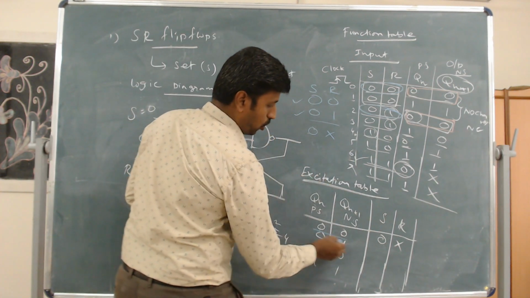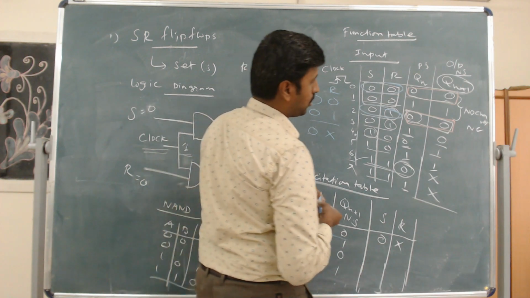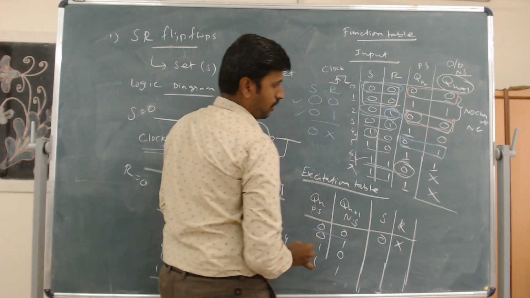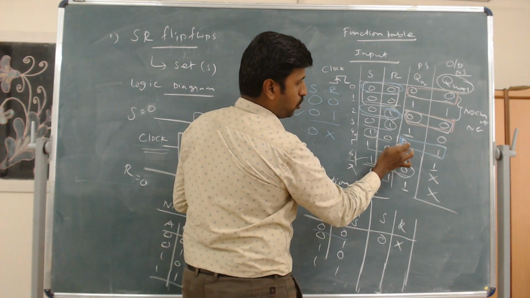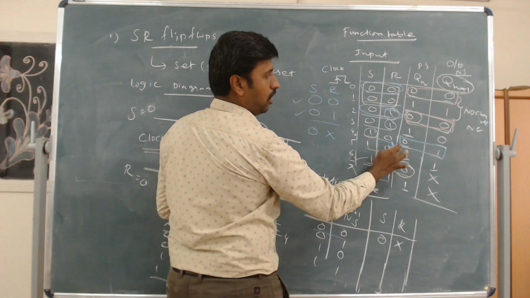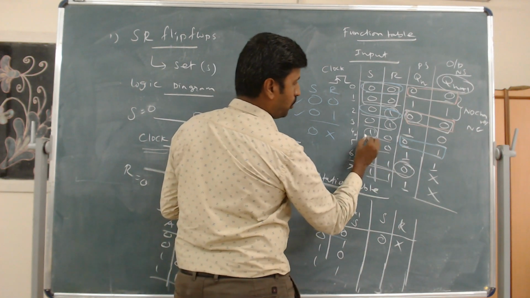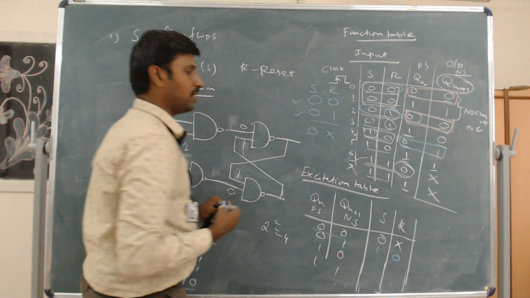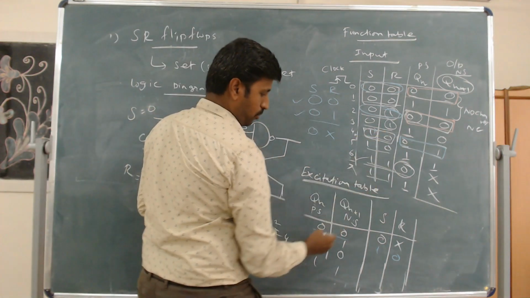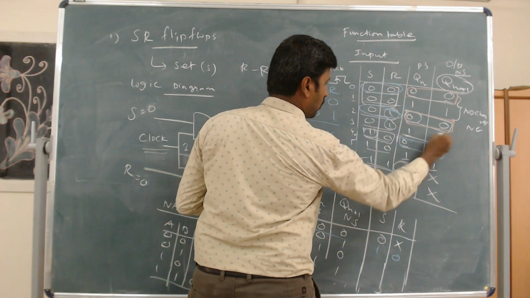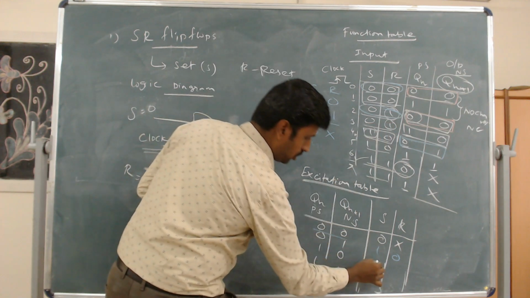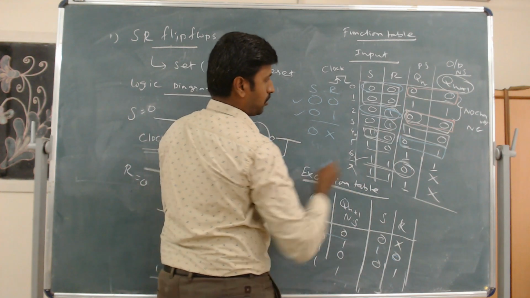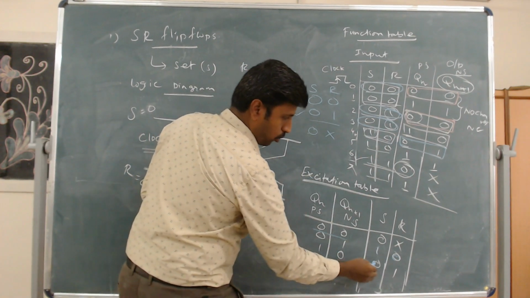Similarly for 0 to 1, present state 0, next state 1, what combination will arrive in the function table? Present state 0, next state 1, and there is no other combination, right? So for this state, SR will be only 1 and 0. For S and R, 1 and 0. Similarly for 1 to 0, what other combination will be possible? 1 0, and here the 0 1 will be possible, right? So I am writing here 0 1.